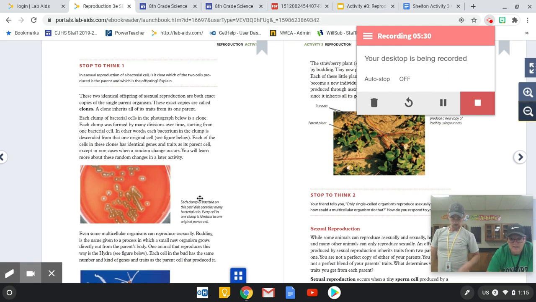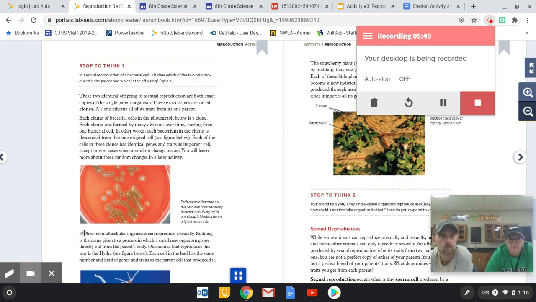So in this first photo here, what you're going to see is a clump of bacteria on the petri dish that contains many bacteria cells. Every cell in one of these clumps is identical to one original parent cell.